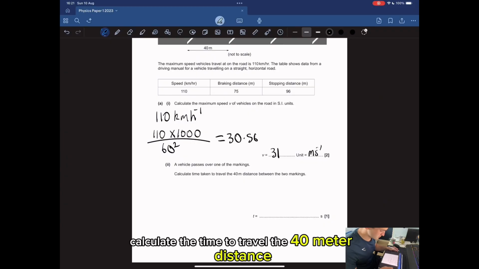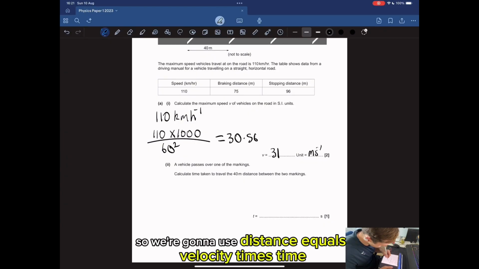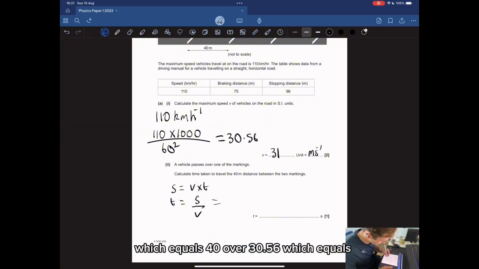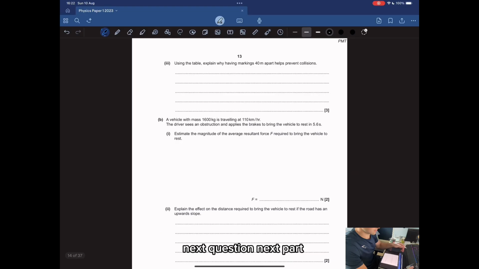A vehicle passes over one of the markings. Calculate the time to travel the 40-meter distance. So there's 40 meters, and we're going to use distance equals velocity times time. Rearrange for time equals distance over velocity, which equals 40 over 30.56, which equals 1.31. The time is 1.31 seconds.